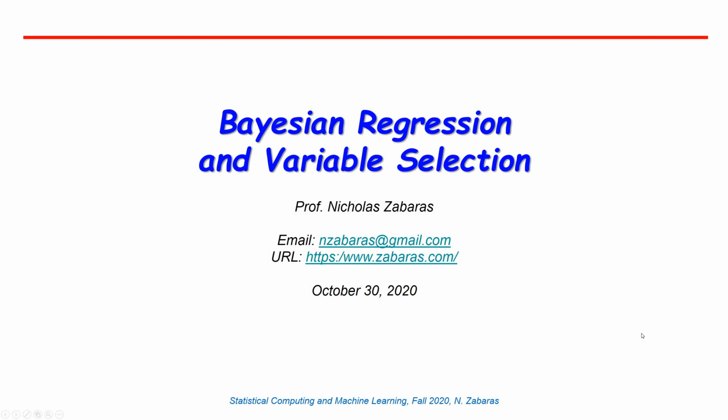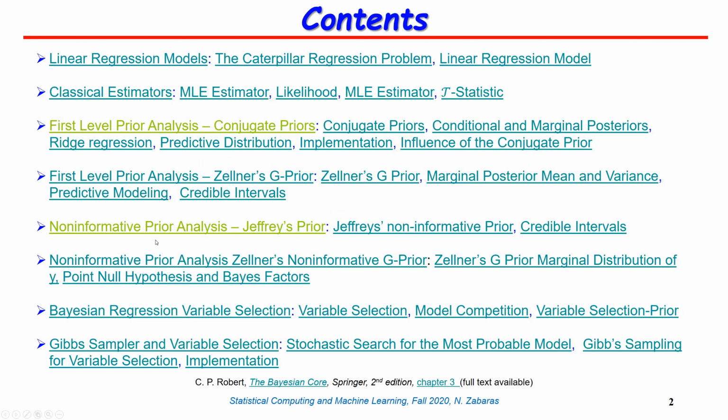The topics that we will cover today: we will proceed with a more uninformative prior model, so we will discuss the Jeffreys prior and also an uninformative version of the Zellner's G prior that we saw in the earlier lecture. Then we will start defining the variable selection problem and see how we can handle it both in a Bayesian setting and also using Monte Carlo approaches, in particular Gibbs sampling.